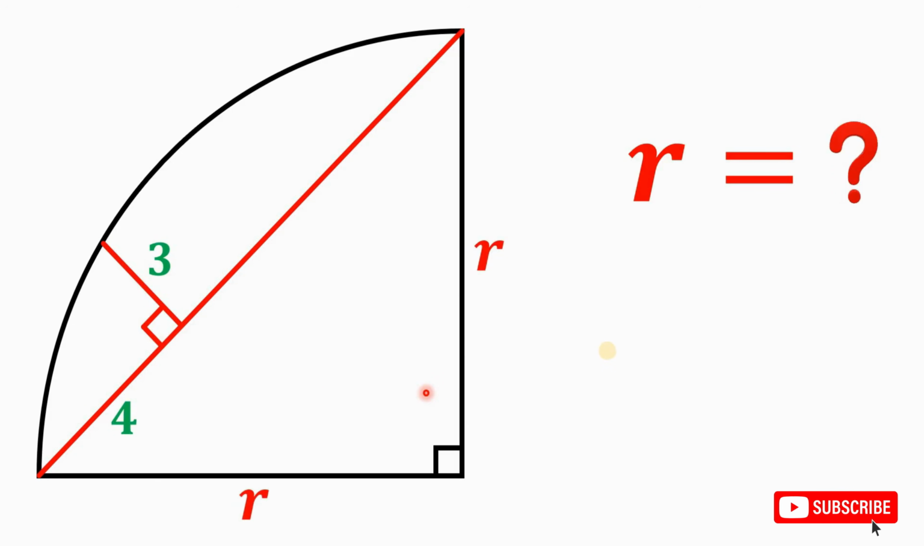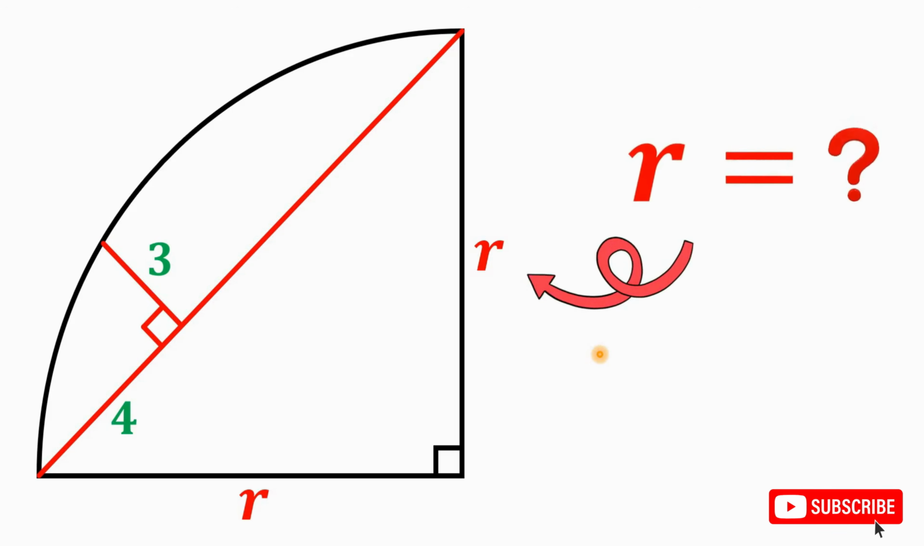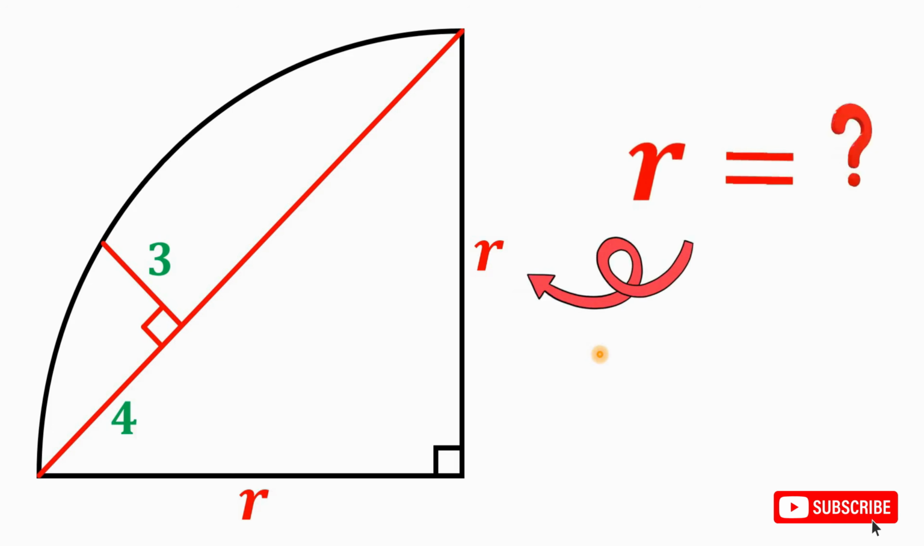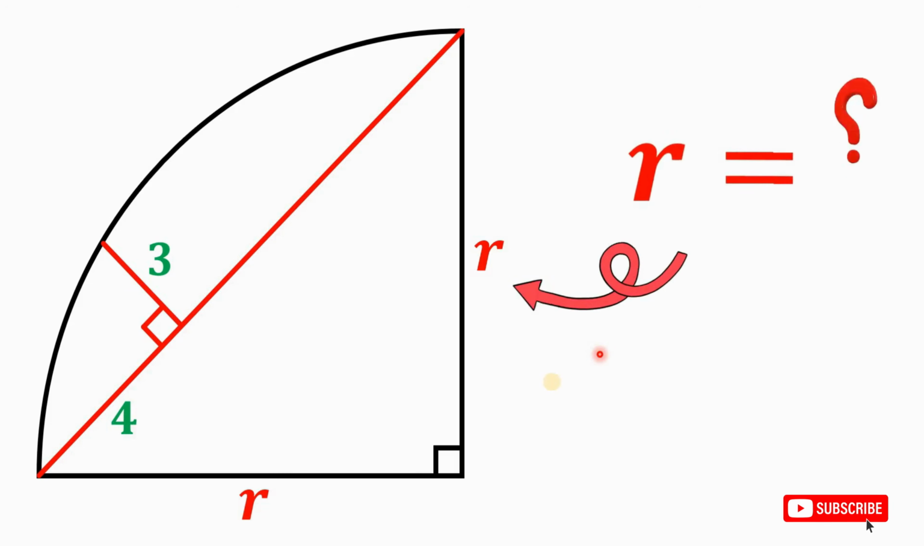And let R be the radius of this quarter circle. And the question is, what is the length of the radius of this quarter circle? Now, pause this video right now and see if you can answer this question, because I will show you the answer and the solution in 3, 2, 1.